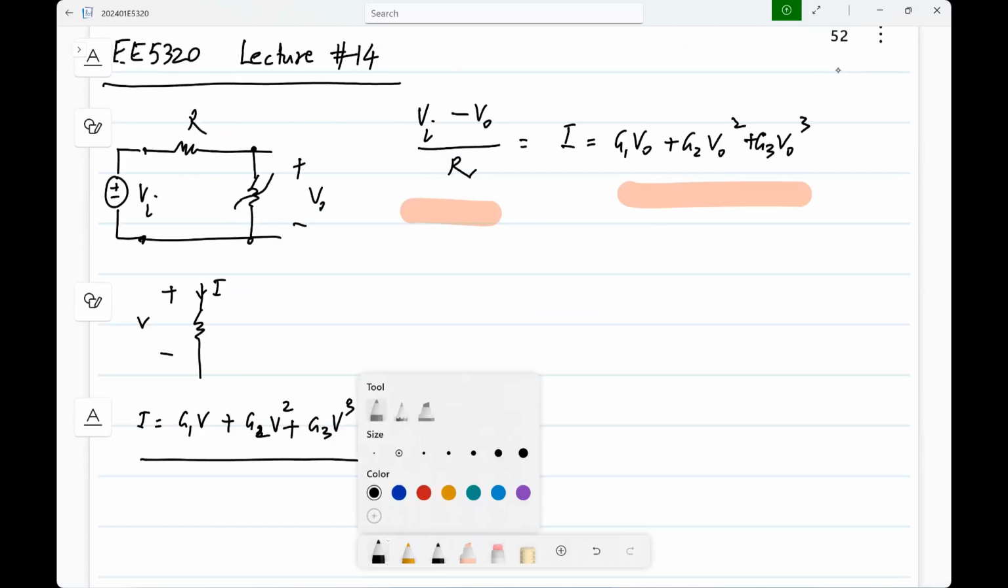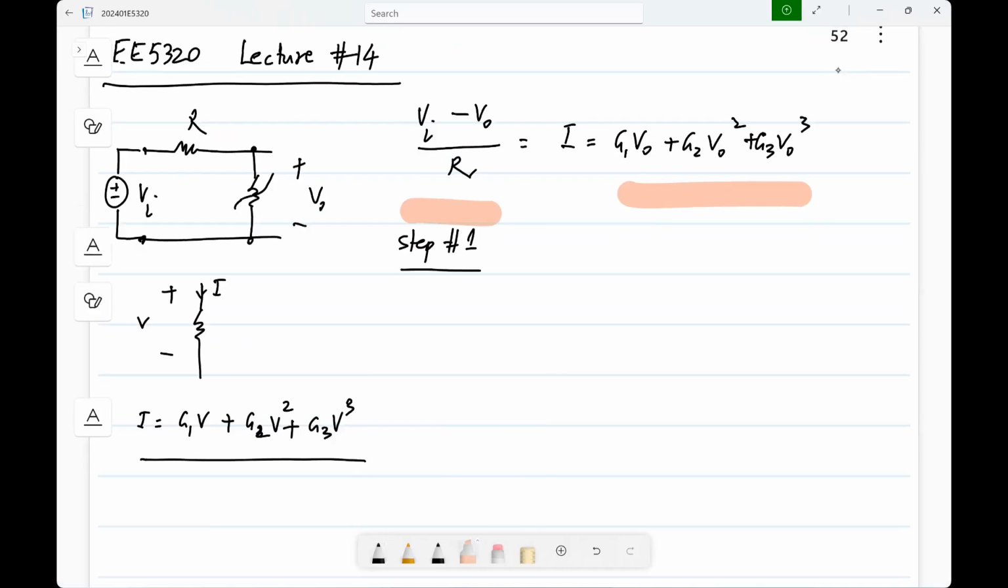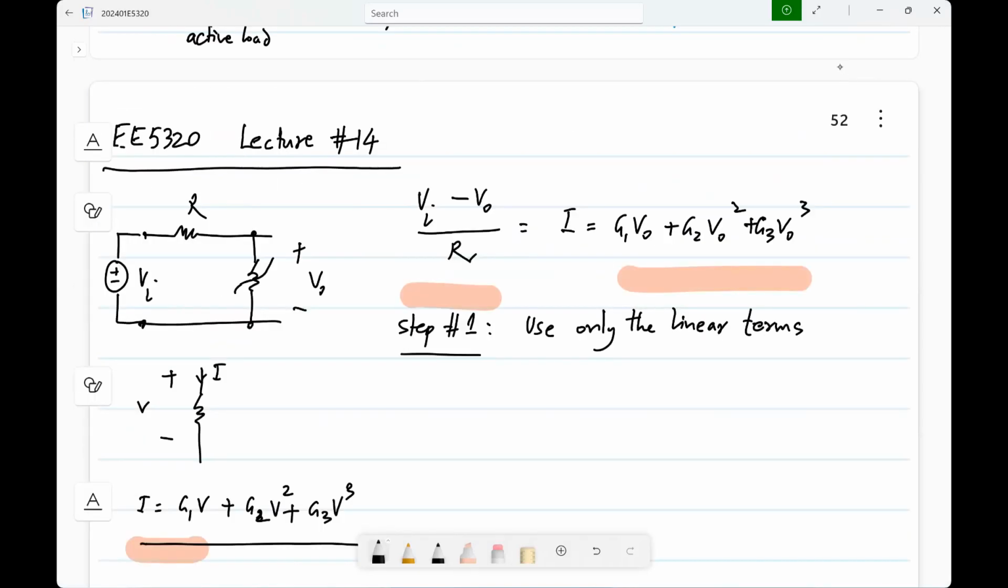So the first step is to assume that we have only the linear term. Okay. So this nonlinear component is approximated by only the linear term. So in this case, we have only one nonlinear component. I'll say I equals G1 times V. Okay. So if I use this, what will be V naught?